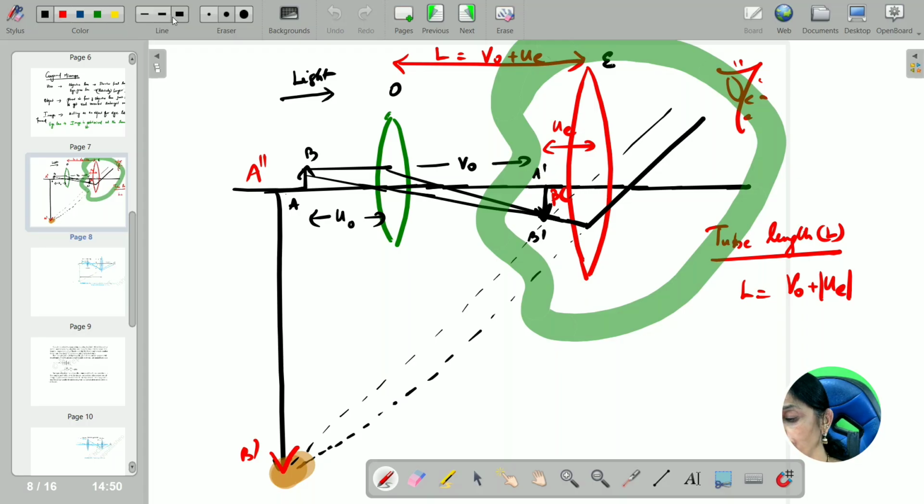So what is the magnification power? It is equal to the magnification of the objective into the magnification of the eyepiece.